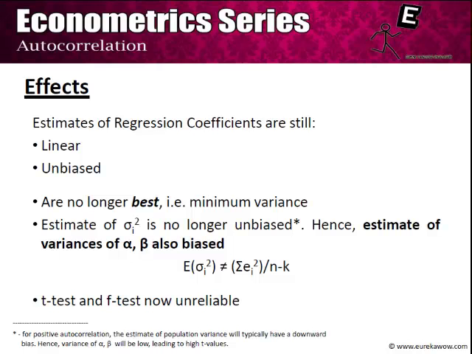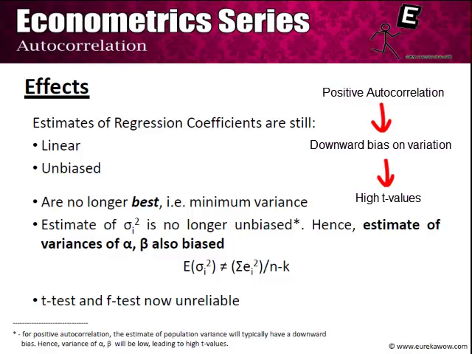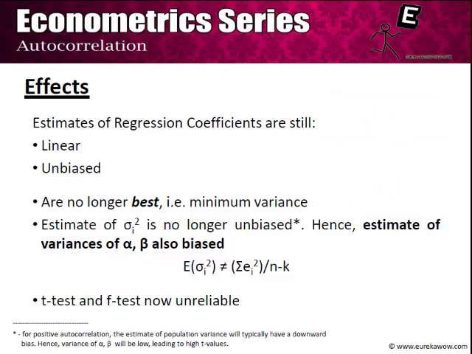For example, for positive autocorrelation, the estimate of sigma i square will typically have a downward bias. Hence, the standard error of sigma i square that we estimate will be lower than the true standard error, in which case the t values which will be calculated will tend to be higher, and this leads to a greater probability of a type 1 error, that is, the probability of rejecting a true null hypothesis.